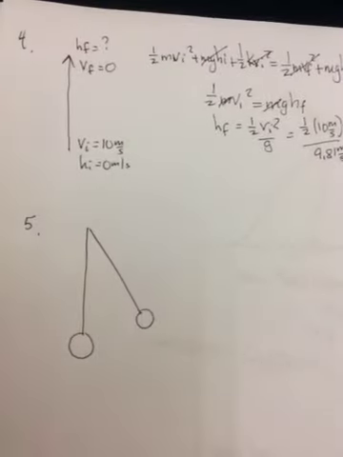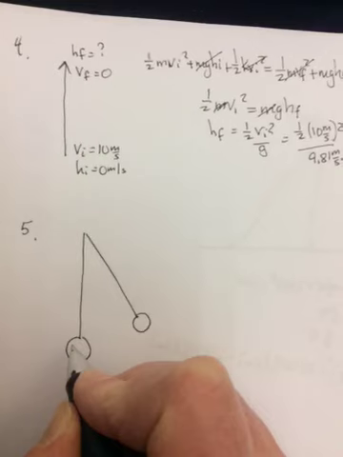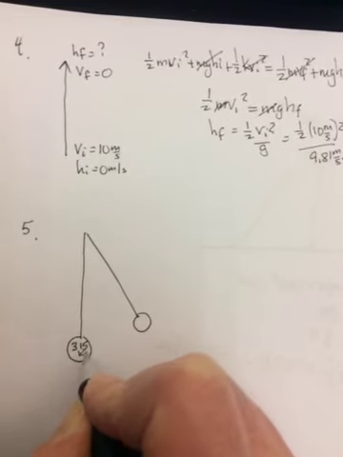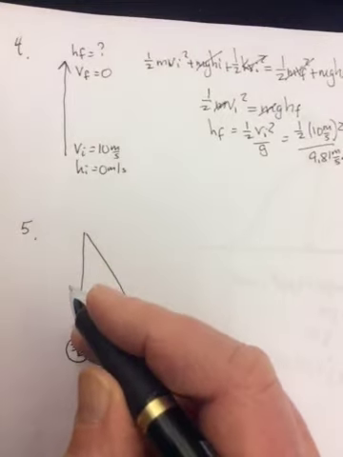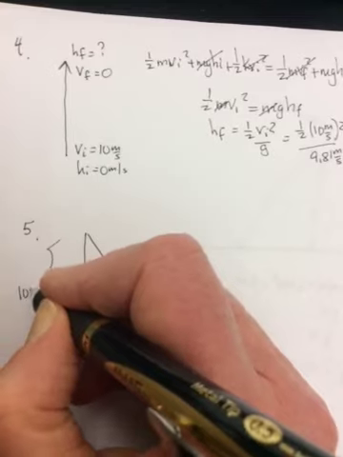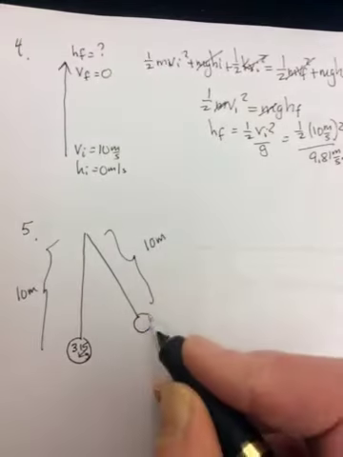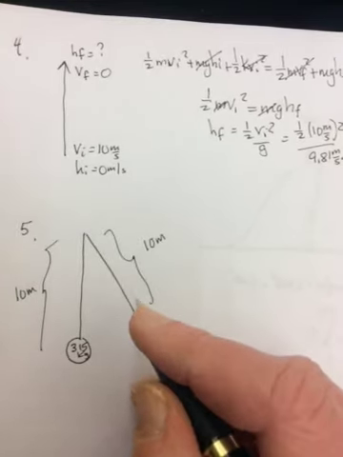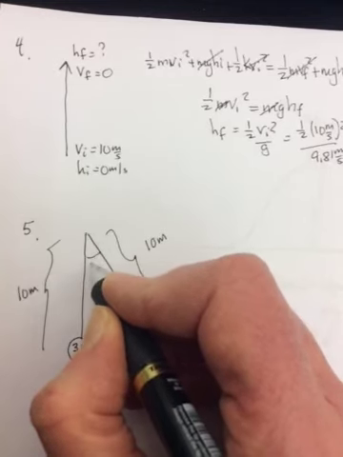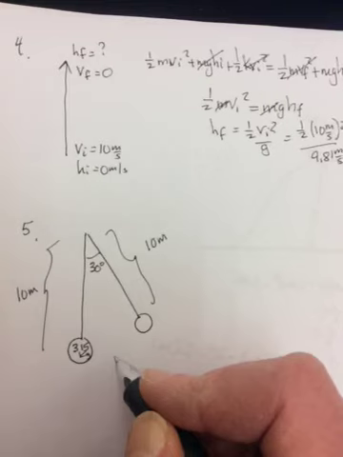Okay, number 5. It's the one that's a little bit tricky because it's a pendulum. So a wrecking ball with a mass of 315 kilograms hangs on a crane. The cable is 10 meters long. So this length is 10 meters, and coincidentally, so is this length. If the crane swings the wrecking ball so that it makes an angle with the vertical of 30 degrees, so this is 30 degrees, what is the potential energy?